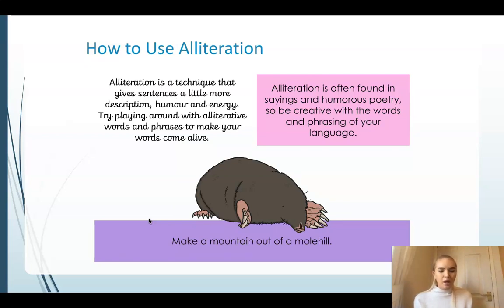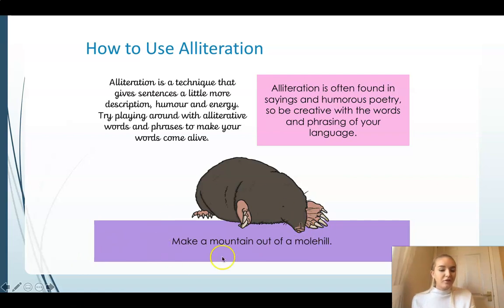Because you might be thinking, we've already written our poem. How on earth can we include alliteration now? Well, what you can do is reread your poem and see what words you can tweak or change a little bit to give them the same letter at the start to give alliteration. Because alliteration is a technique that gives sentences a lot more description or humour and even energy when you read it. And what you can do is play around with these words, you can change them, you can alter them to help your words become alive.